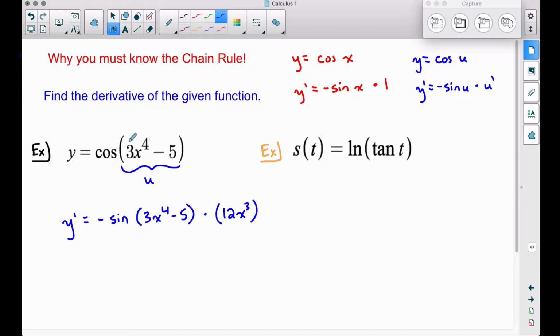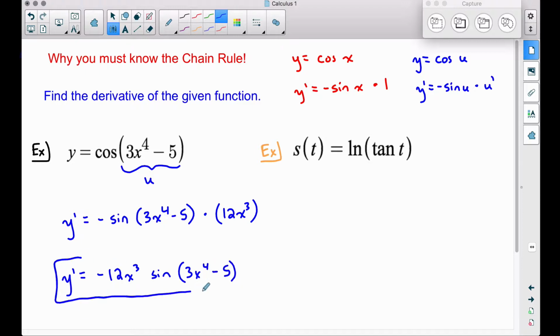You can look at it like that, but also notice we have like an outside function, which is the cosine, and then we have this 3x to the fourth minus 5 sitting on the inside of that function. So a way you can think about it is this. Take the derivative of the outermost function. Well, the derivative of cosine is negative sine. Leave the inside piece alone, which is what we did right here, and then we come back and multiply by that piece that we just left alone. Rewriting this, we have negative 12x cubed sine of 3x to the fourth minus 5. And that is our derivative for this problem.